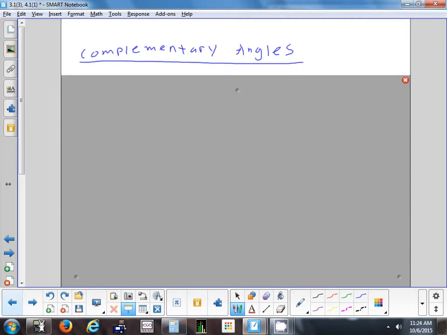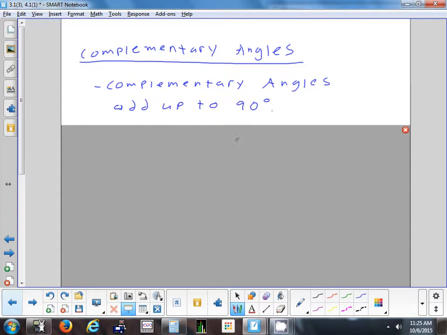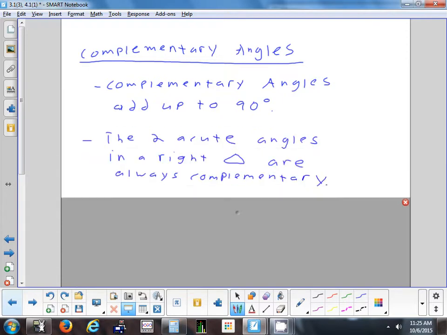All right, and complementary angles. What are complementary angles? Two angles that add up to 90. What I'm saying is that if you draw any right triangle, doesn't matter how you draw it, the two acute angles, this one and this one, always add up to 90. How come?